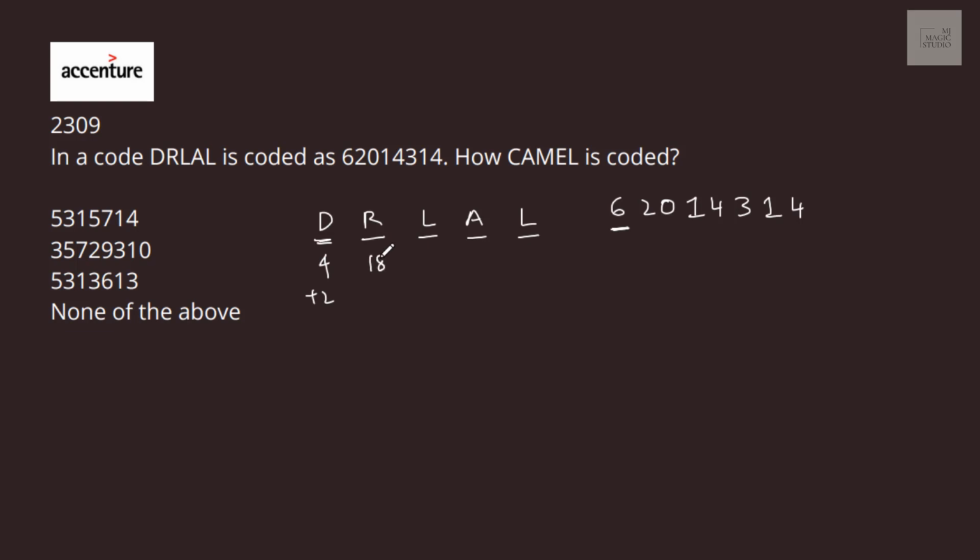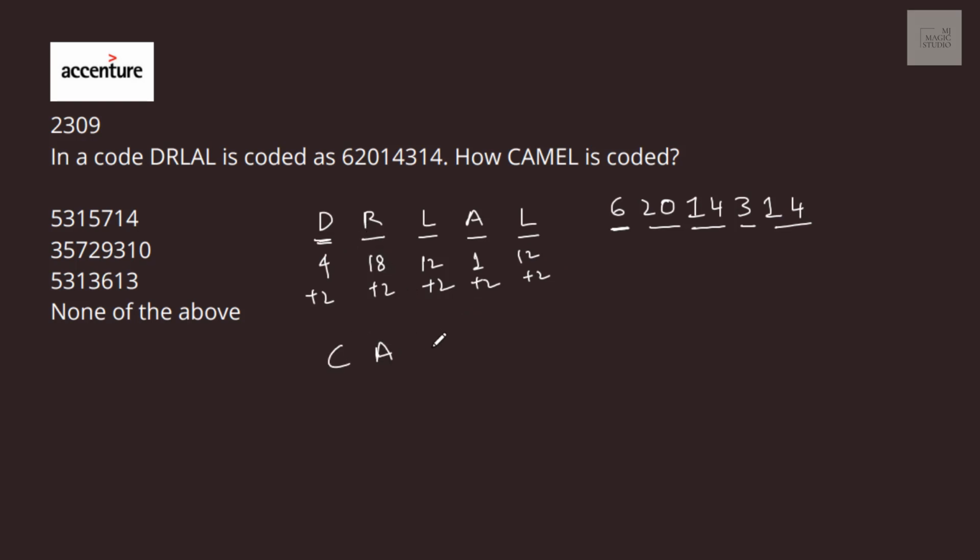R is 18. 18 plus 2 is 20. Bingo, we have it. L is 12. 12 plus 2 is 14. A is 1. 1 plus 2 is 3. And again L is 12. 12 plus 2 is 14. So it is the alphabetic numeric position plus 2.